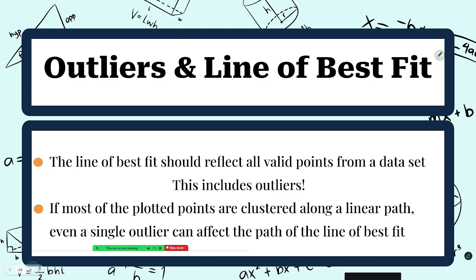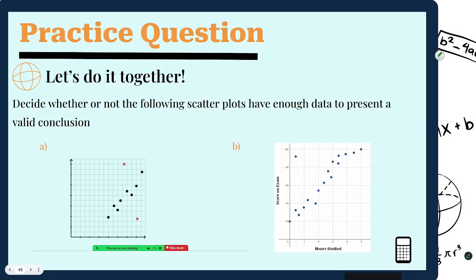And we saw this with previous examples in the past, and we're going to try it again here with another practice question. So here we have to decide whether or not the following scatter plots have enough data to present a valid conclusion. We see a really strong line of best fit, and then we have 2 outliers. But if we really look at our data, we can see that the outliers actually balance each other out.